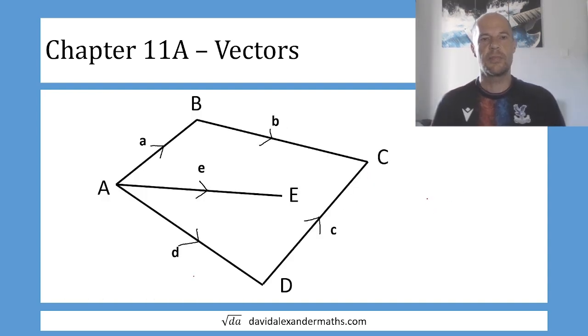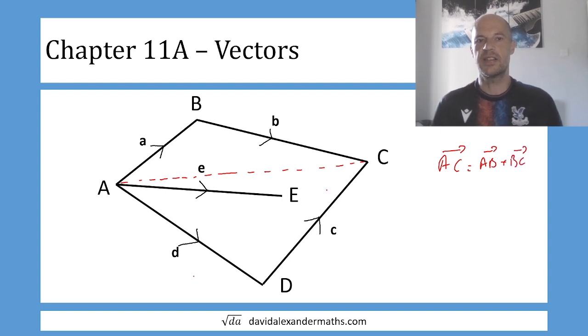Okay, so here's another example using just some random shape that I've invented. So let's say we need to work out the vector A to C. So how do I go from A to C? I can't just beat a random path through no man's land here. I need to take labelled paths. So I know that A to C, I can get there by going A to B, by taking the vector A to B, and then taking the vector B to C. So A to B, that is a, and B to C is b. So A to C is a plus b.